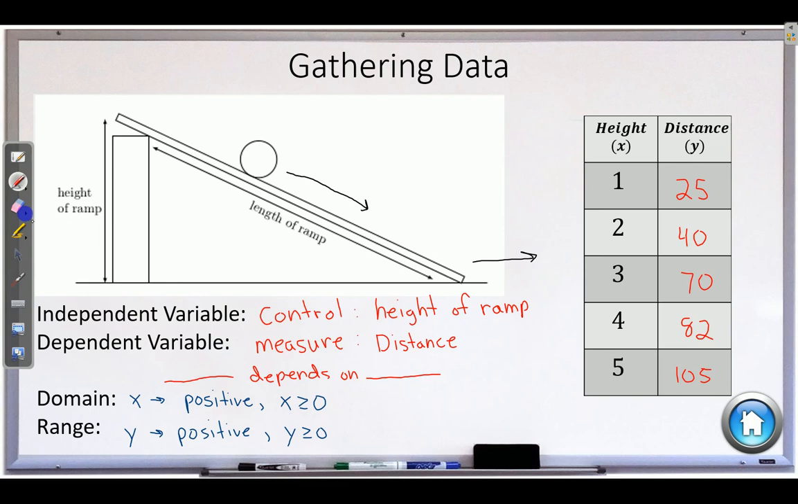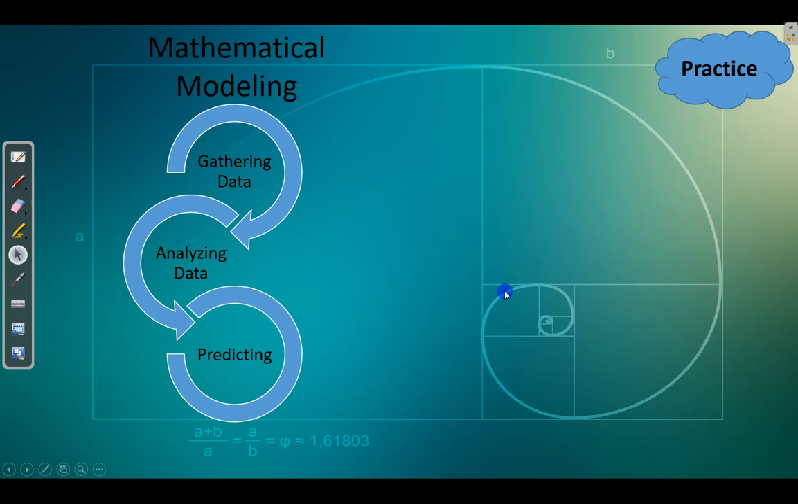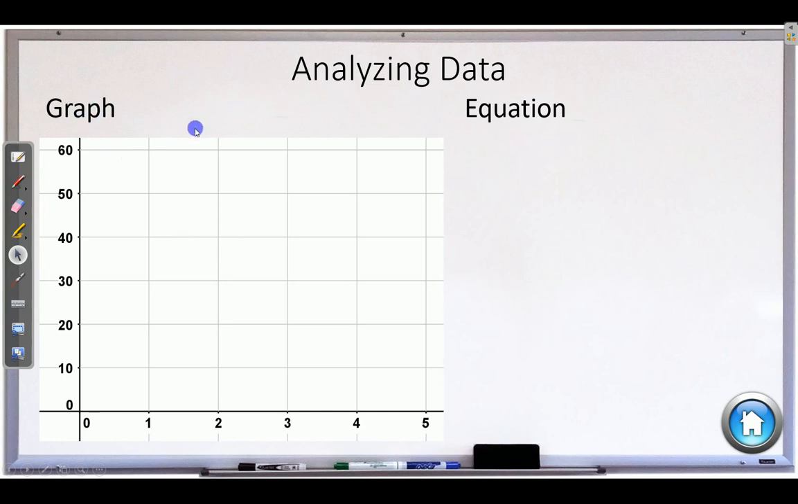Once you have all the experiment done, you can move on to analyzing your results. And so that's what we're going to be doing next. Now that we've gathered our data, we're going to analyze the data. And the way we're going to analyze is by drawing a graph and by making an equation. So real quick, I'm going to put our data back here so we can see it. We have our x values and our y values. When it was at 1 foot, we were at 25, 2 feet, 40, 3 feet was 70, 4 was 82, and 5 was 105.